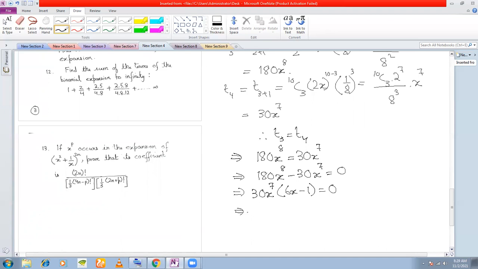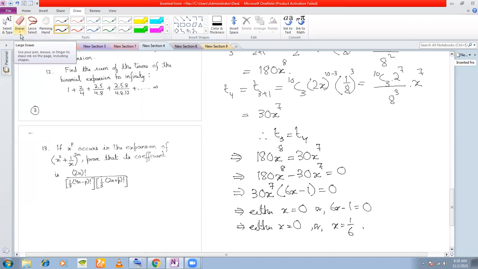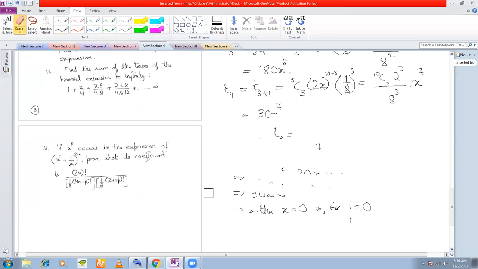That means what do you get? Either x is equal to 0 or 6x minus 1 is equal to 0. That means what are the values of x? Either x is equal to 0 or x is equal to 1 by 6. So for these two values, the third and the fourth term will be equal. Okay, so this is fine. Let's proceed to the next problem.